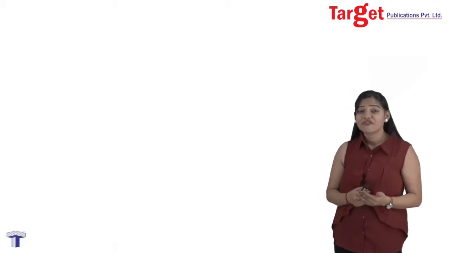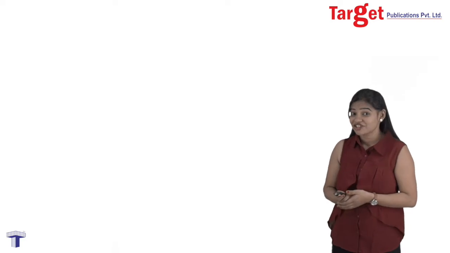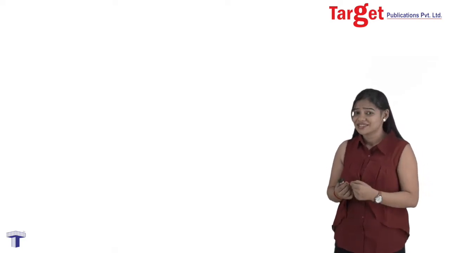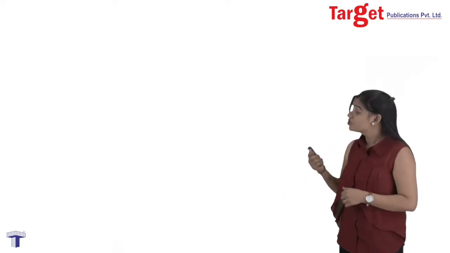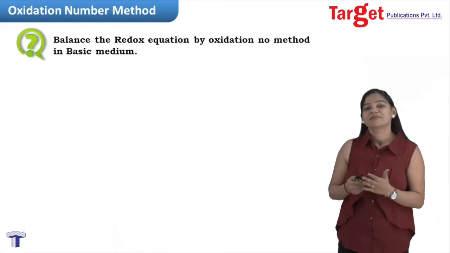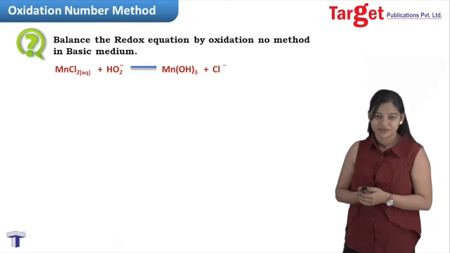Hi students, in our previous module we studied how to balance the redox reaction by oxidation number method and we covered an example of acidic medium. So in this module we will see the balancing of redox reaction in basic medium, where the steps go very much similar, only difference will be in the last step. So here I have a question for you, that is balance the reaction in basic medium.